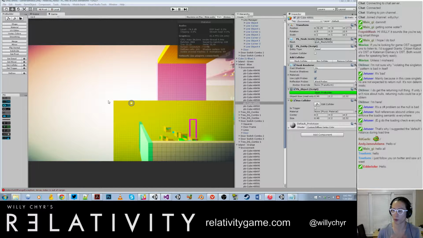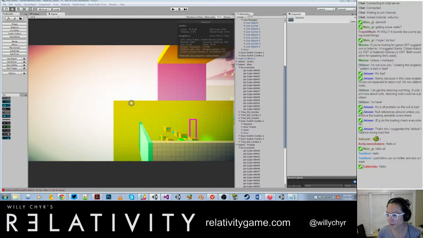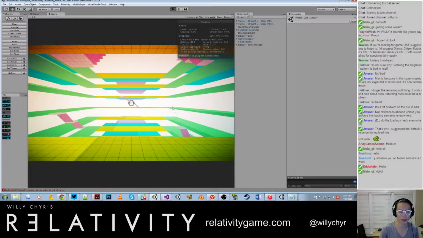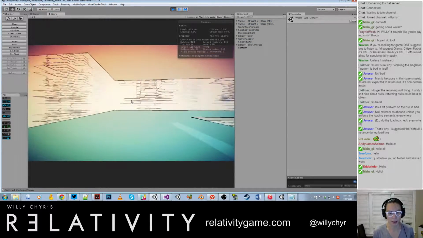So that's the sandbox level where all the mechanics are tested together. Every time there's a new mechanic that's added, we have to make sure that everything works together with that one as well. So, save that. All right, so this is the level. I'm going to show you guys a little bit how this is being done.